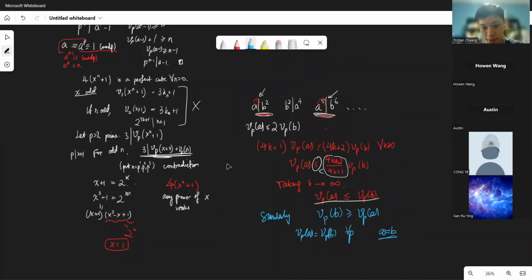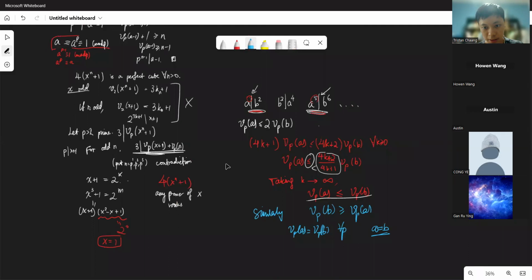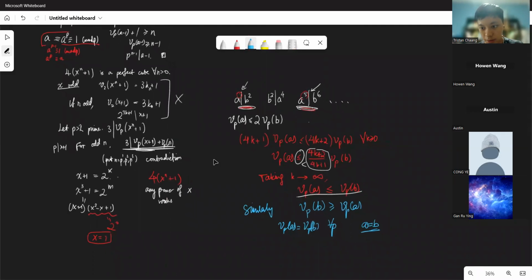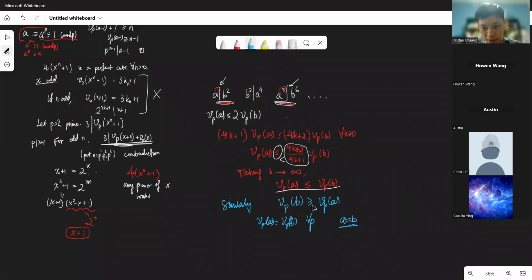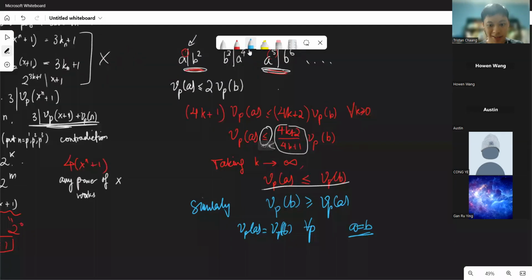I think I wrote the wrong inequality sign. Where? Oh, yeah, sorry, the blue part. Okay, this should also be less than or equal to VPA. Okay, thank you. Okay, any other questions or anything else you want to say or ask or propose or suggest or whatever?